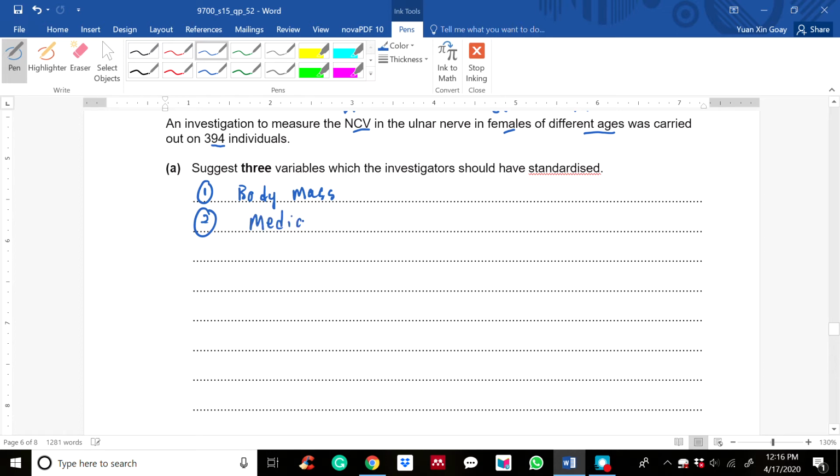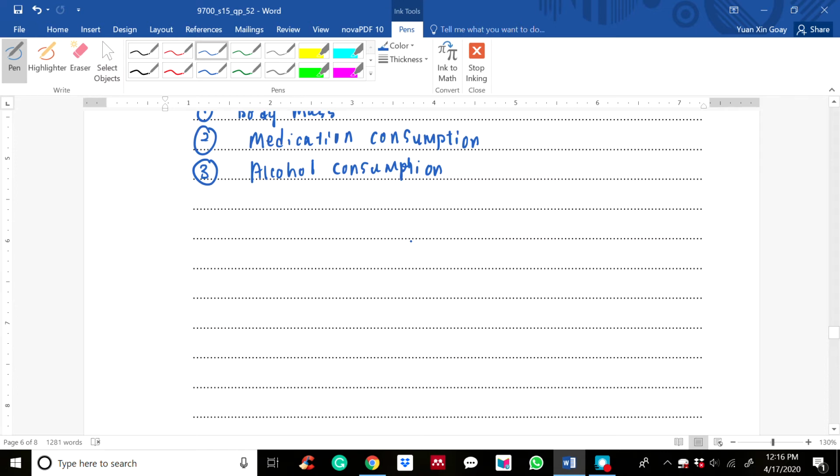Medication consumption. Make sure all participants do not take medications that will affect nerve conduction velocity. Alcohol consumption. Make sure all participants do not take alcohol before the experiment. Smoking status. The chemicals in the smoke will lower the nerve conduction velocity. So it needs to be constant, make sure the participants are non-smokers.